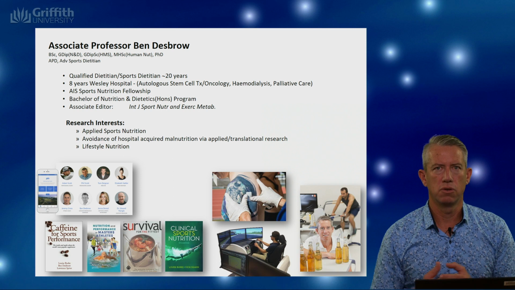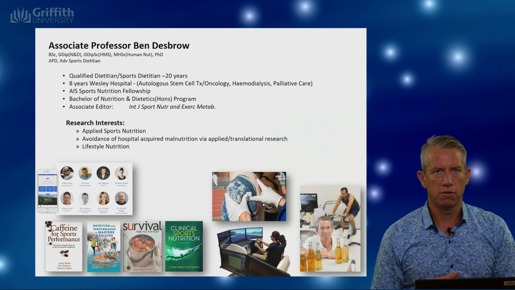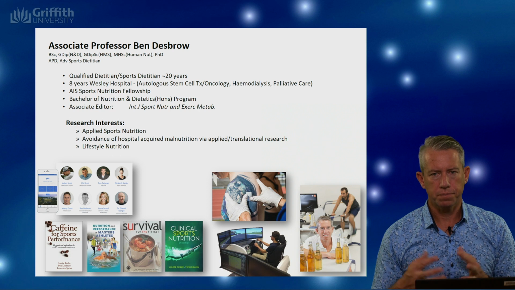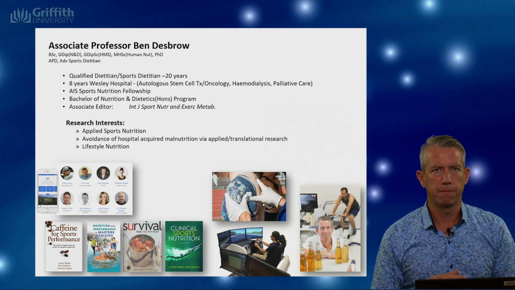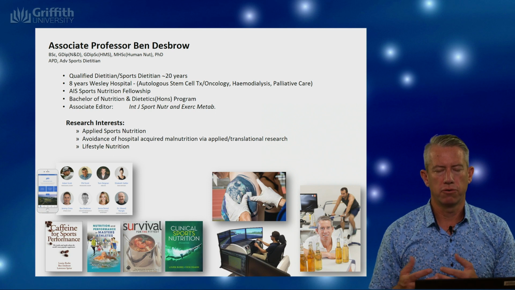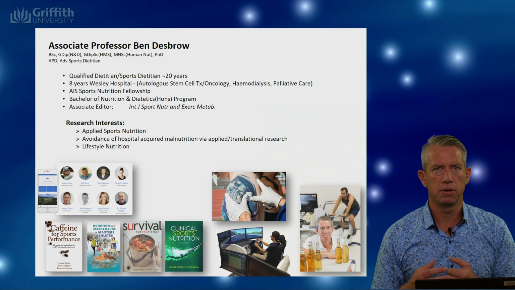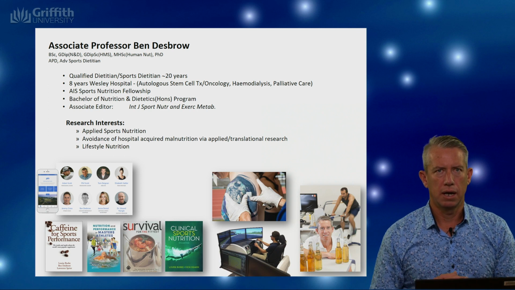So in each of these units, anthropometry is an important factor of day-to-day work. I had a fellowship at the Institute of Sport, the Australian Institute of Sport. After that period of clinical experience, I'm your Bachelor of Nutrition and Dietetics Honours Program convener. So if you choose to come into the Honours Program, you'll see a bit more of me there.